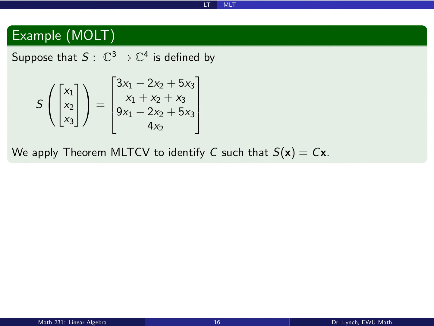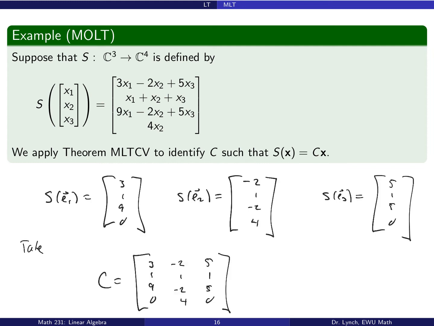Okay, so here's an example. Let's check out this transformation S from C3 to C4. If we look at the image of the basis vectors in C3, we can come up with the matrix of this transformation pretty quickly. Here are the images of those standard basis vectors in C3, and we can see that when those images are the columns of a matrix C, that matrix C is the matrix of the linear transformation.